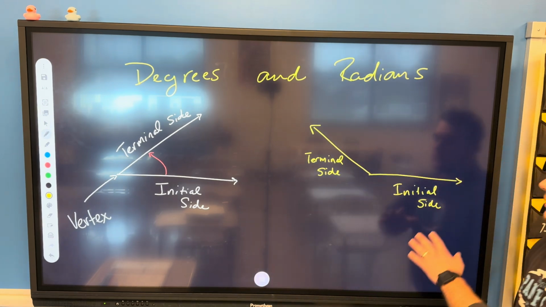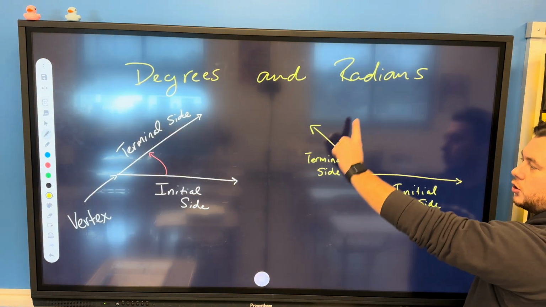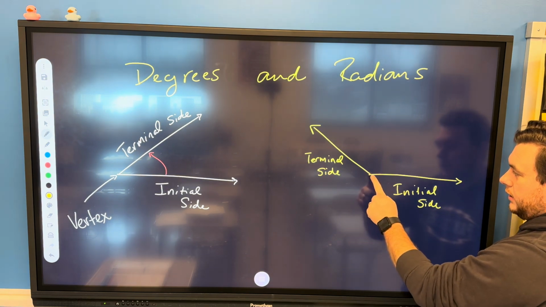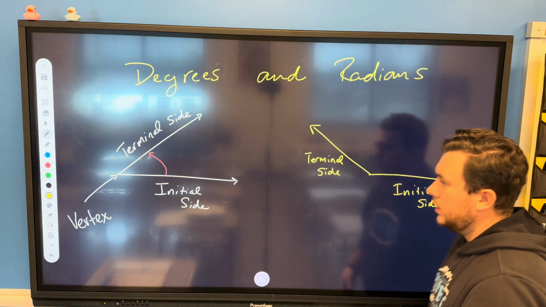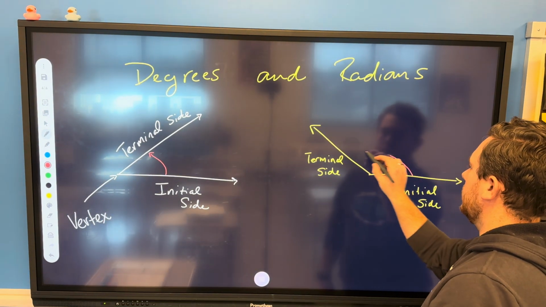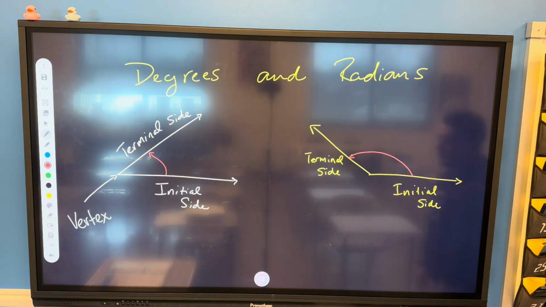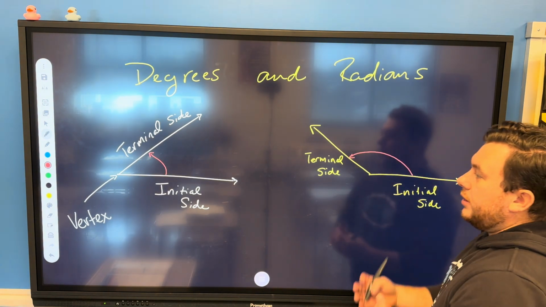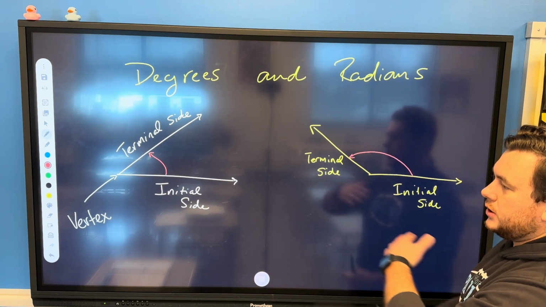Okay, so here's the initial side. We rotate it around over here to the terminal side, right? Again, that point where they're meeting each other is the vertex. And in this case, we started at the initial, rotated over for the terminal side. Okay, along with that, we need to talk about the different types of rotation as we go around.